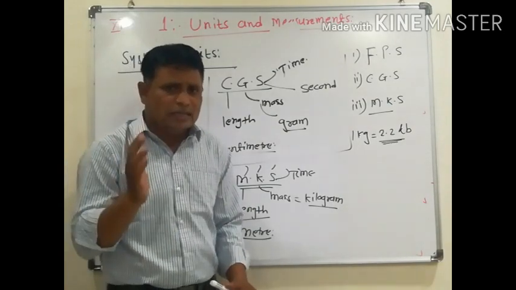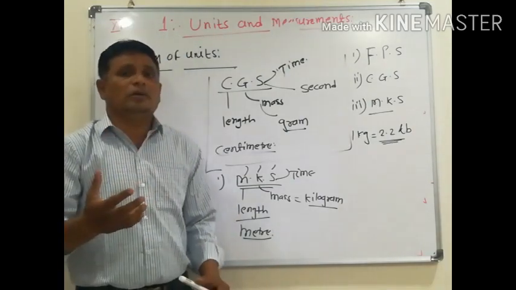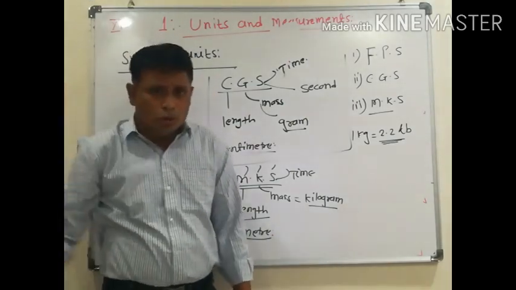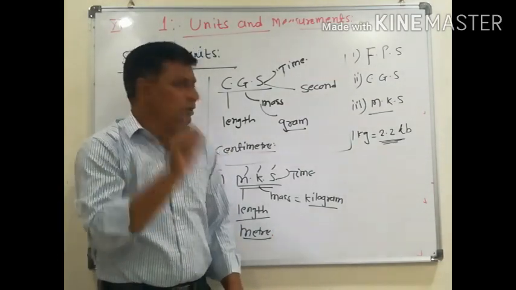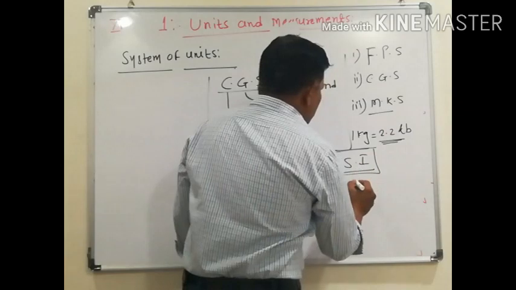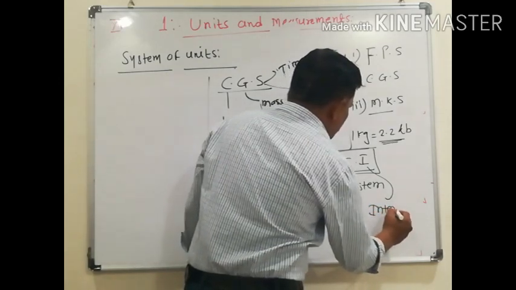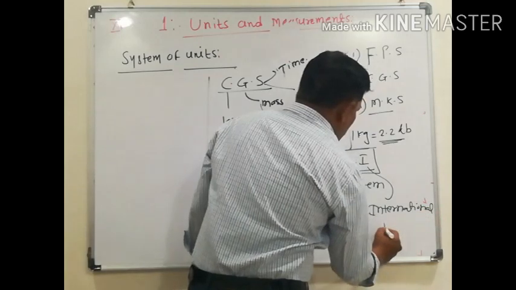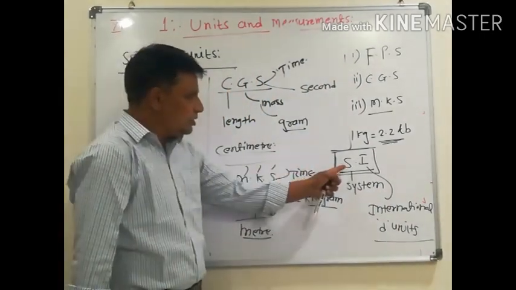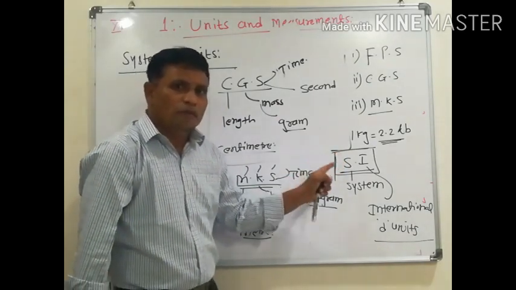So what to do? In 1960, there was a science conference, and in that science conference we got a very important system, and that system is internationally used all over the world. That one system is used, and the name of that system is the SI. SI stands for International System of Units. This is the SI system. The SI system is used to measure all the fundamental physical quantities.